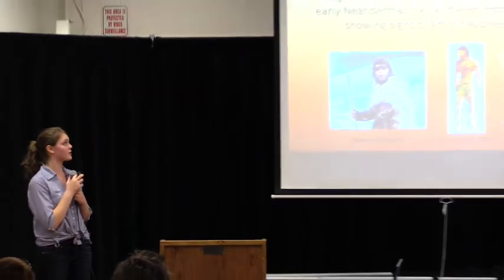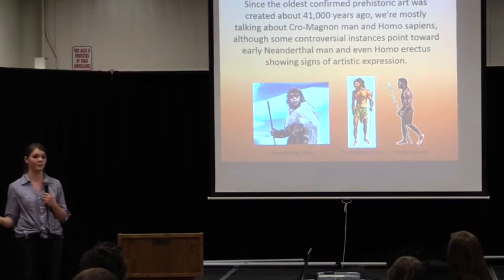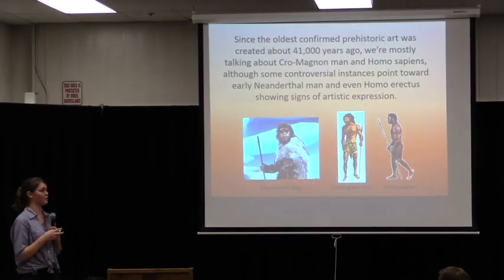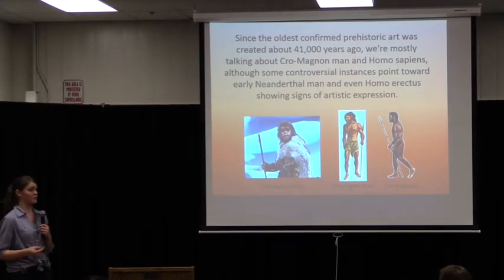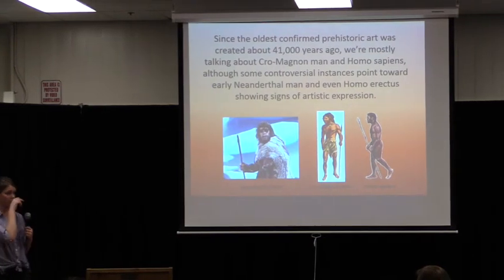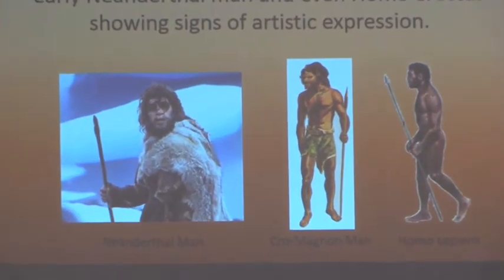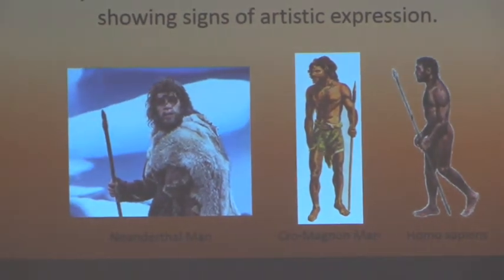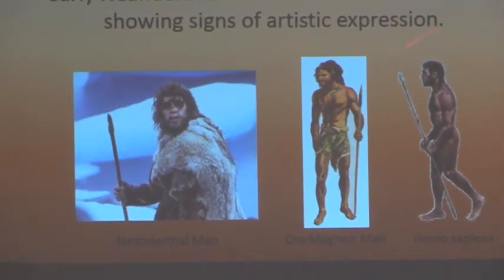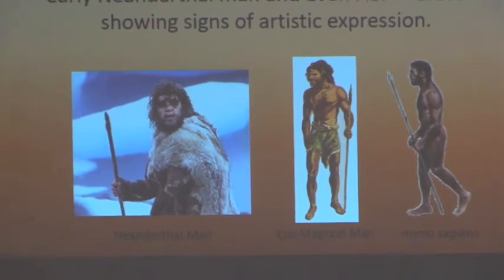Okay. And since the oldest confirmed artistic expression was from about 41,000 years ago, we're mostly talking about Cro-Magnon, which wasn't on the timeline before, but people recognize it, and Homo sapiens, which is us. And the species developed in different ways in different areas of the world. And Homo sapiens, again, is over here. That was Tom Cruise, if you remember from before.